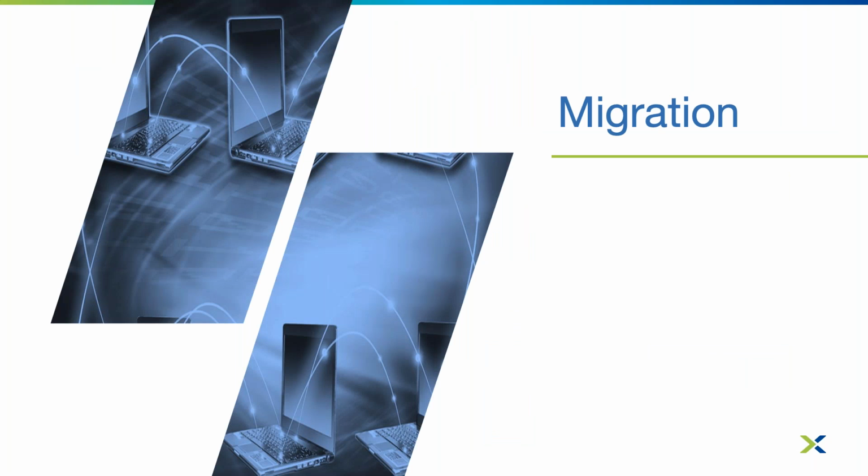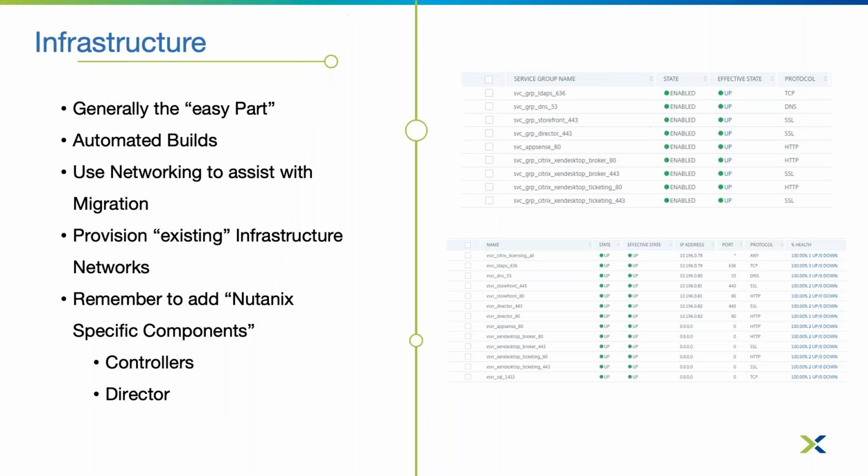So, moving on to actually getting onto the platform. Infrastructure was the first bit that we looked at. This is generally the easy bit, because you've got the automated builds. If you are using Citrix ADCs or any other kind of load balancer, then use networking, or we certainly use networking, to assist with the migration.